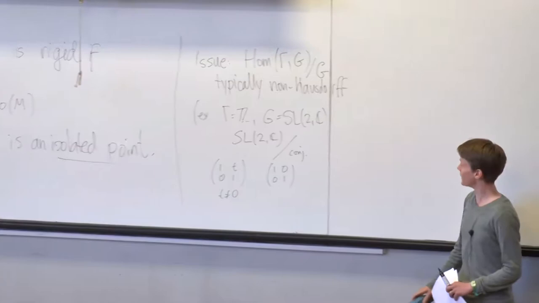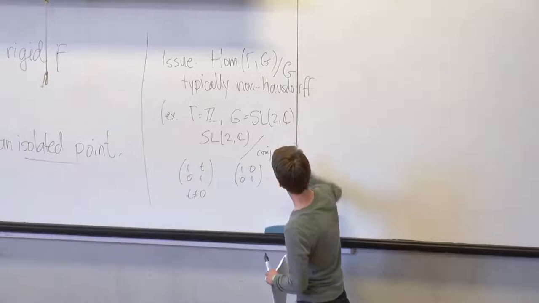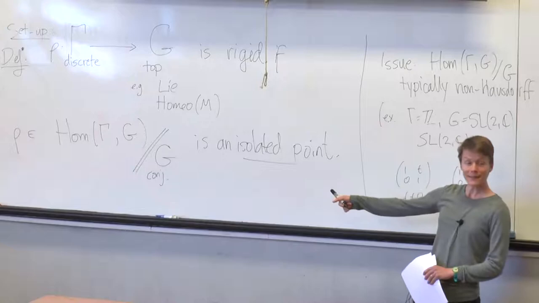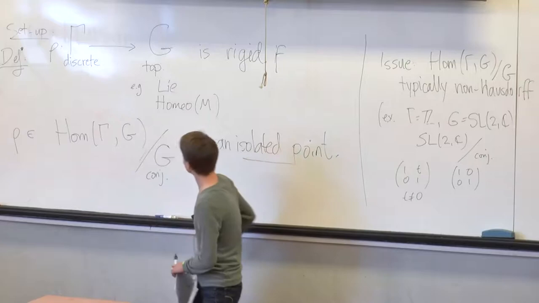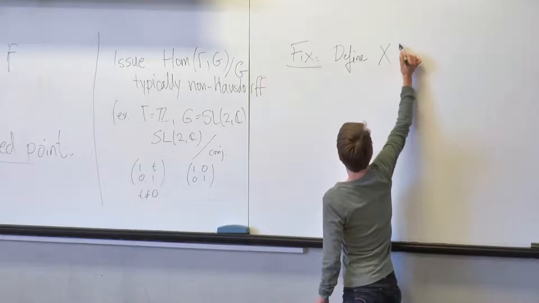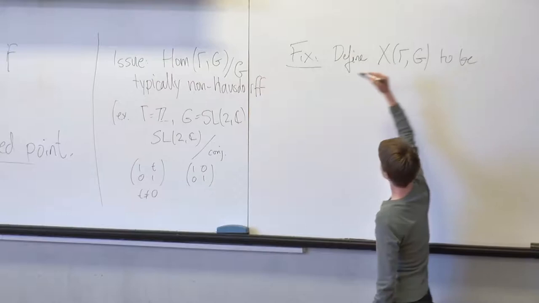So let's fix this and take a bigger quotient. Okay. So here's the fix. Define a character space X(gamma, G) to be just, abstractly, the largest Hausdorff quotient.